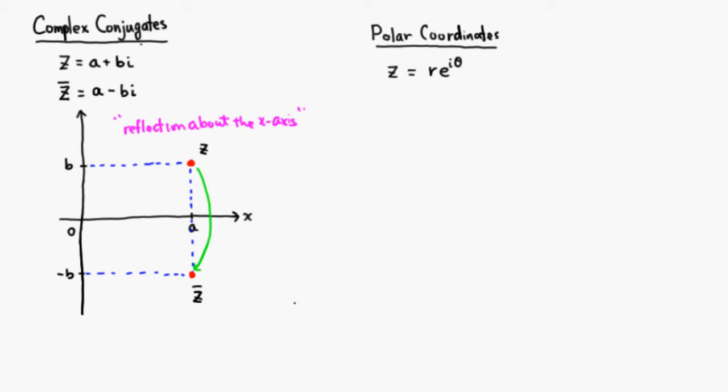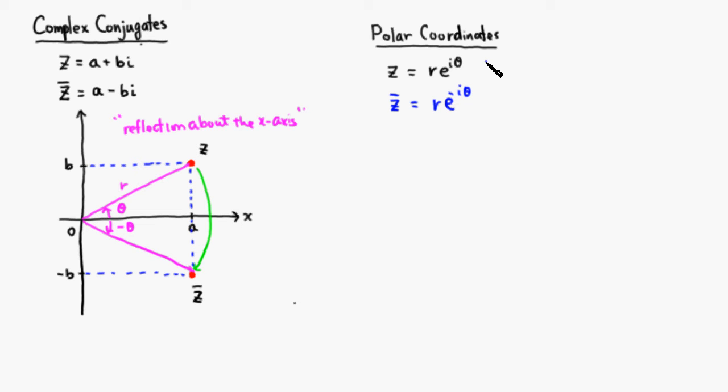Another way to look at it is in polar coordinates. If you have this angle theta, r stays the same, but the complex conjugate is going to be the negation of the angle theta. So it actually goes this way, negative theta. So in polar coordinates, z bar has the same magnitude, so r stays the same, but the angle gets negated, so it's e to the negative i theta.